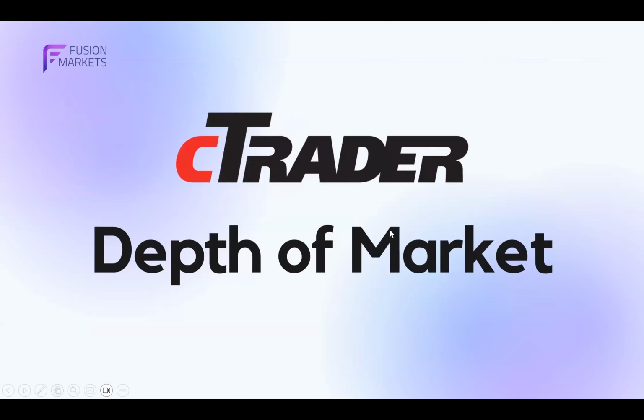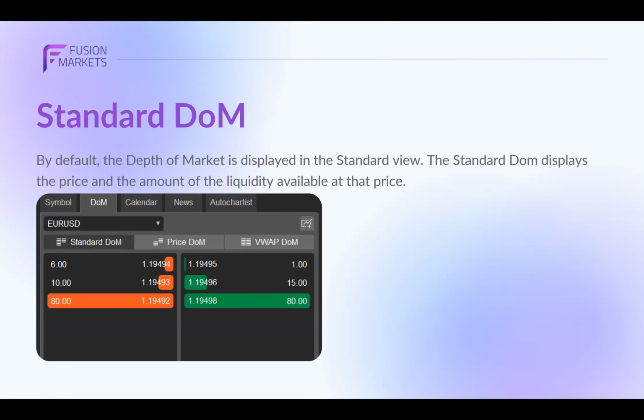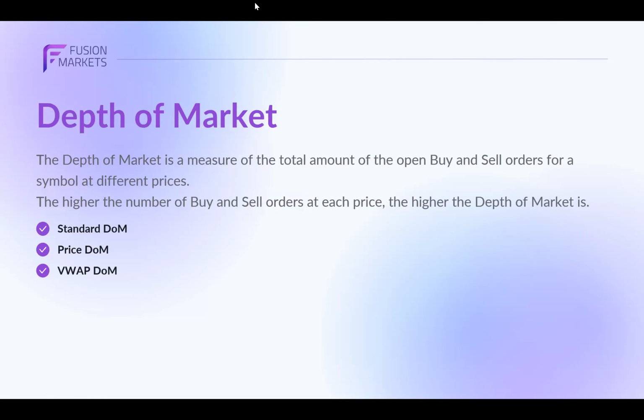Now we're going to run through depth of market. So this is a really, really interesting one, and one that I'm very excited to run you all through. So there's 3 types of depth of market here. There's your standard depth of market, price depth of market, VWAP depth of market. And VWAP depth of market stands for volume weighted average pricing depth of market. So we'll go back to our panel, cTrader panel, and I'll run you through those.